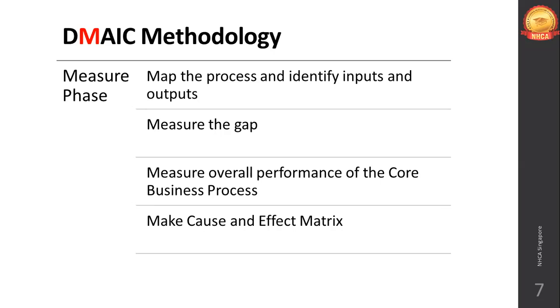Make a cause and effect matrix. The cause and effect can come in the measure phase and the analyze phase as well. You will use a cause and effect matrix, a cause and effect diagram. The fishbone diagram will be used. So data collection, how do you do the data collection? Everything is planned here. FMEA is also done here, failure mode and effects analysis.